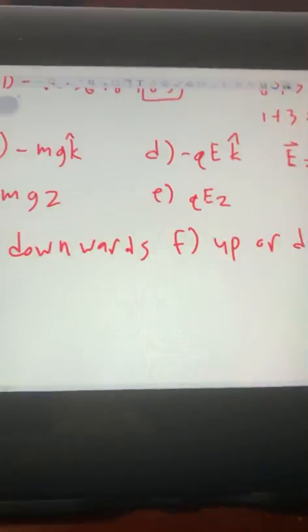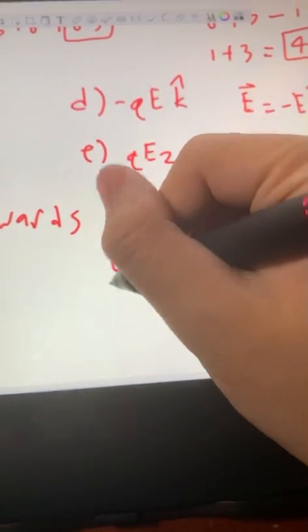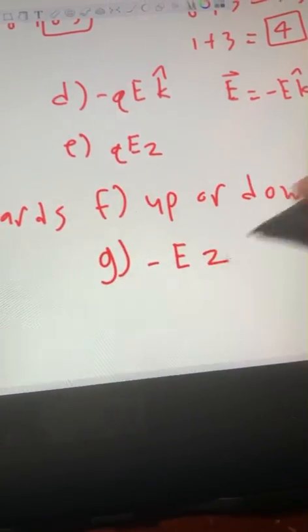For part G, it states, find the electric potential V of the uniform electric field E equals Ek. Note that the field is not pointing in the same direction as the field in the previous section of this problem. Take zero potential to be at position z equals 0. So instead of doing QEz for this equation, for part G, we would instead use negative Ez.